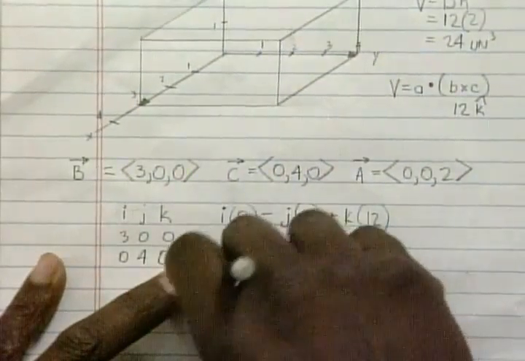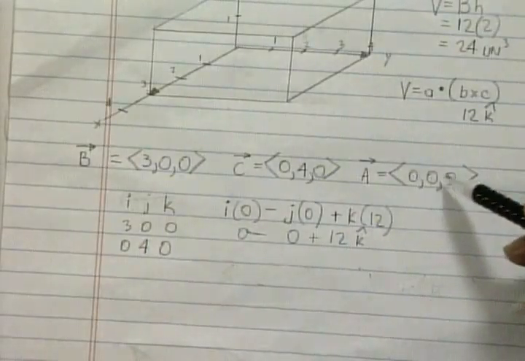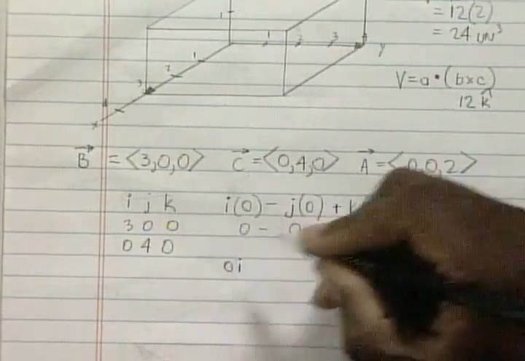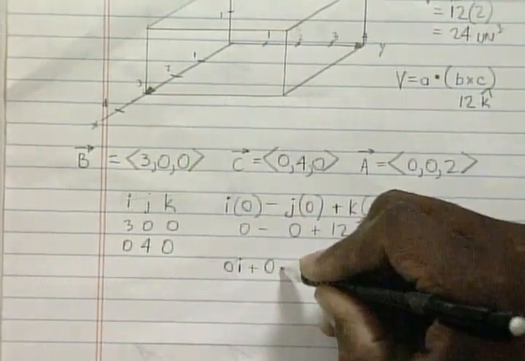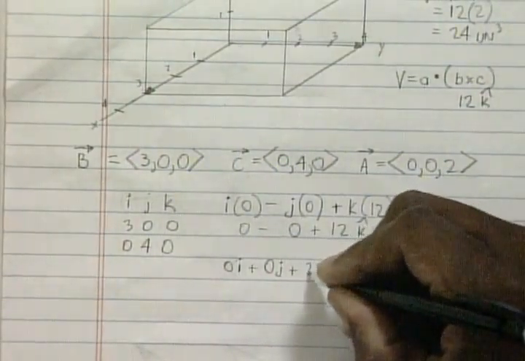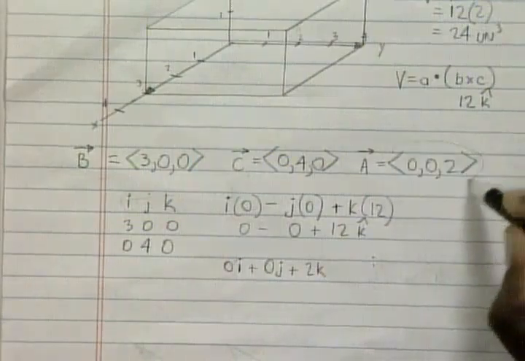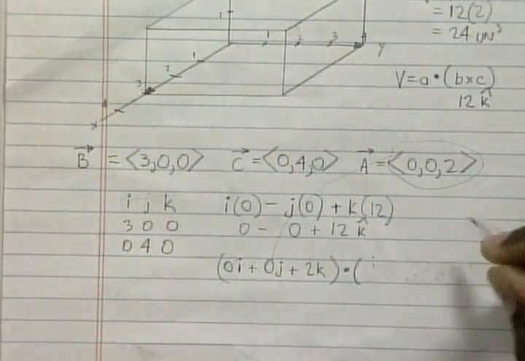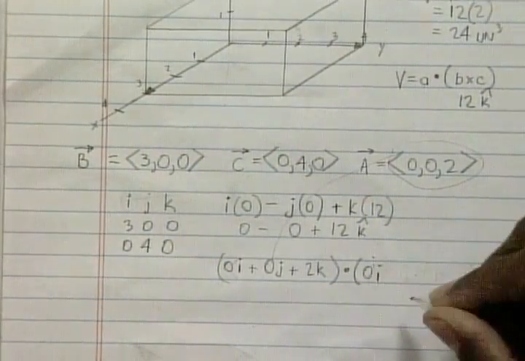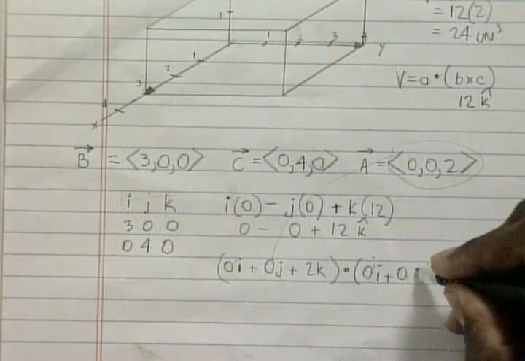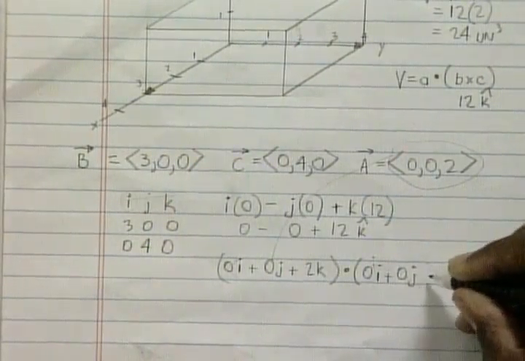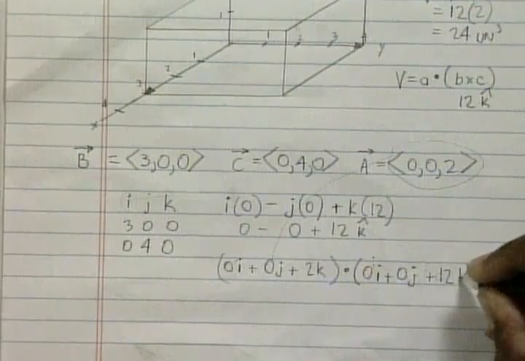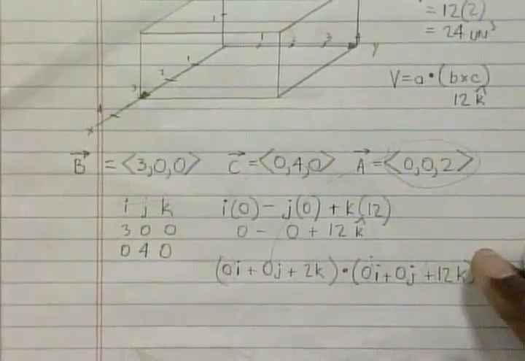Another way you could write the vector 0, 0, 2 is 0 in the i direction, plus 0 in the j direction, plus 2 in the k. This vector can be rewritten like that, and you are taking that vector and dotting it with 0 in the i direction, plus 0 in the j direction, plus 12 in the k direction. All right? And the way you find a dot product is very, very simple.